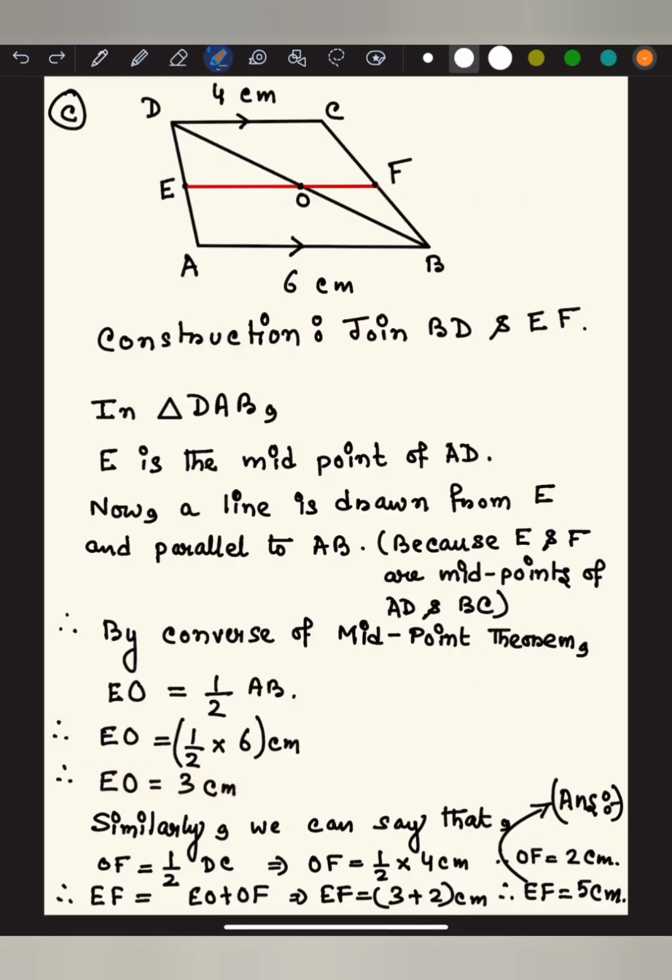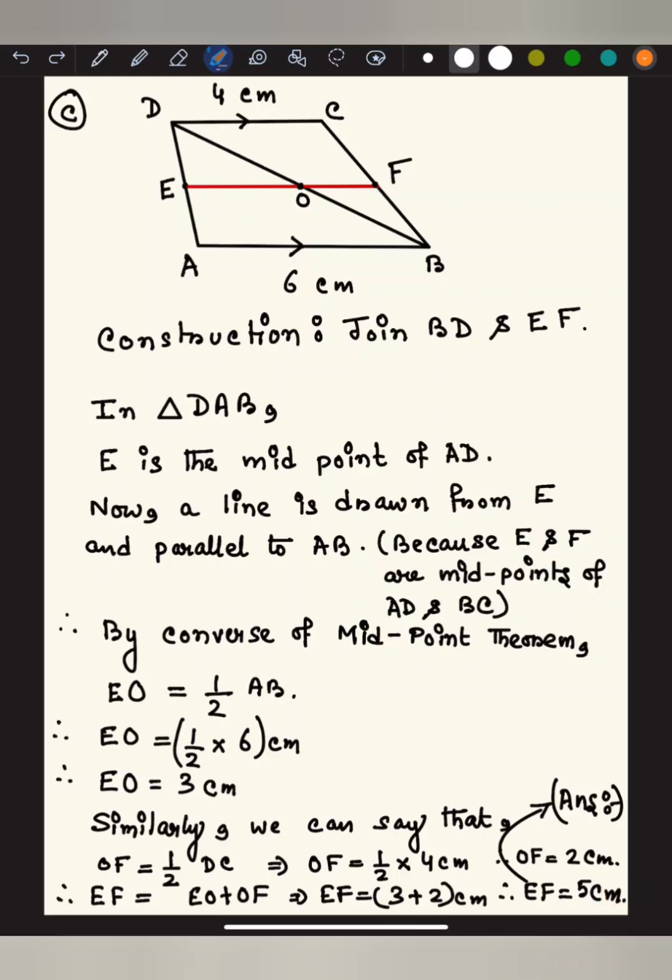Similarly, from triangle DBC, we can say that O F will be parallel to DC, right? And OF will be half DC. So OF will be what? Half into 4 cm, which is equal to 2 cm. So EO becomes 3 cm and OF becomes 2 cm. So EF becomes 5 cm. So we got EF as 5 cm, and this will be our answer.